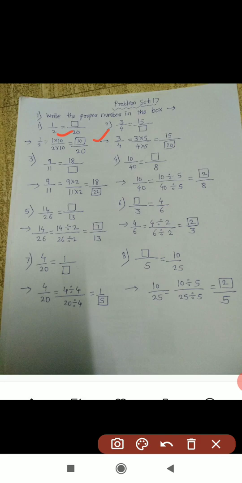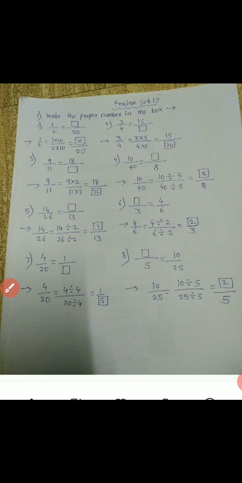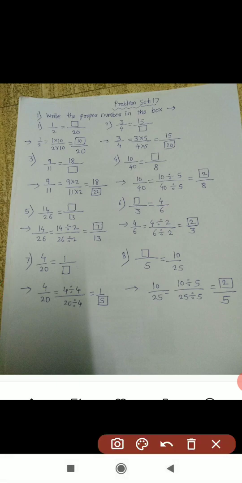Yes. Second one is also the same. 3 upon 4 is equal to 15 upon box. So in these two, the connection is 3 table, 15 number is of 5. 3 fives are 15. So what do you have to multiply here? 4 fives are 20. What is the answer there? 20. Understood? Next, third one, 9 upon 11 is equal to 18 upon box.